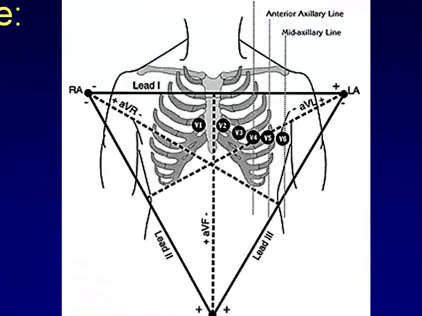The 12 leads include the 3 standard limb leads, which are L1, L2, and L3. Yes, this is L1, this is L2, and this is L3 for this direction. From the right to the left, this is the direction of L1, okay? And this is the direction of L2, from the right arm to the left leg, okay? And L3 is from the left arm to the left leg, okay?